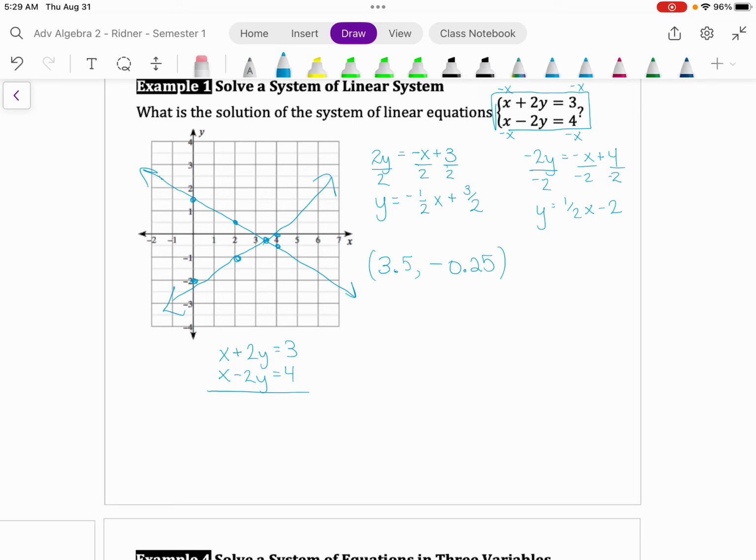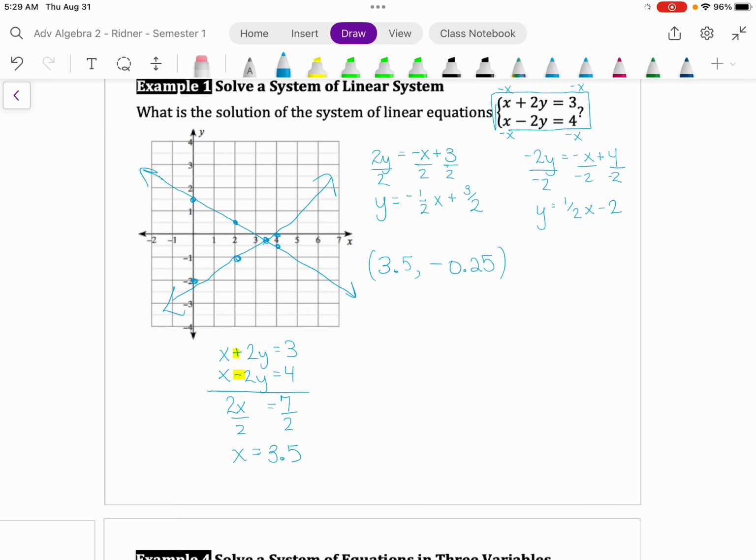So when one is positive and one is negative, I just add straight down. I say positive and negative, the coefficients have to be the same too, so they're both 2. So x plus x is 2x, 2y minus 2y cancels out to be 0, and then 3 plus 4 is 7. So I get x equals 7 divided by 2, which is 3.5. That's a good start.